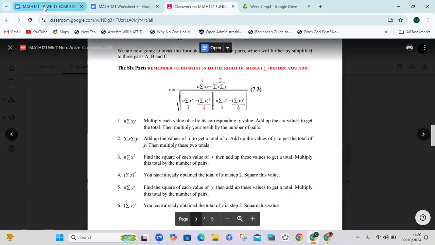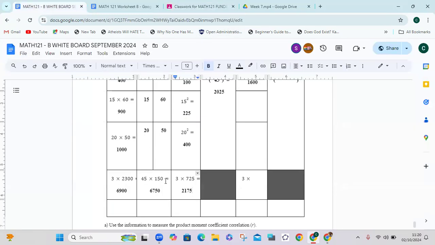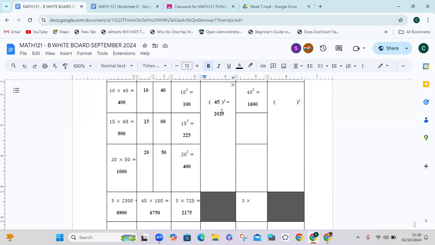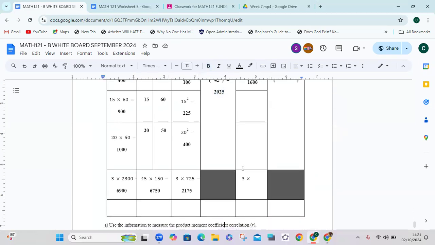So let's go and find the sum of x. Our sum of x is 45. So all we do is square 45. And 45 squared is 2,025. So that will give us our fourth number. So let me just copy down these numbers and put it in the last row.